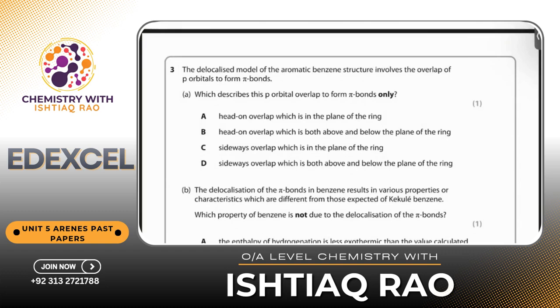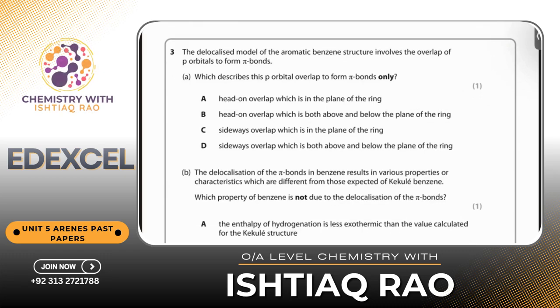The delocalized model of the aromatic benzene structure involves the overlap of p orbitals to form pi bonds. I told you this one because in benzene there are 3 pi bonds, right? And a pi bond is formed by the sideways overlapping of the p orbitals. This is a weak bond, which can be easily broken down, right? As compared to the sigma bond.